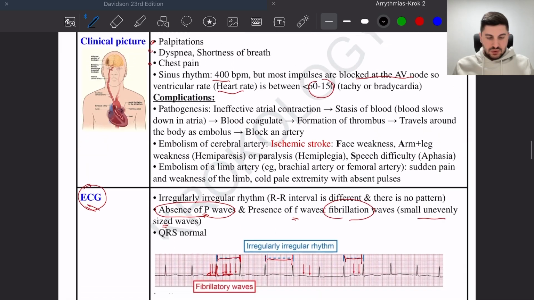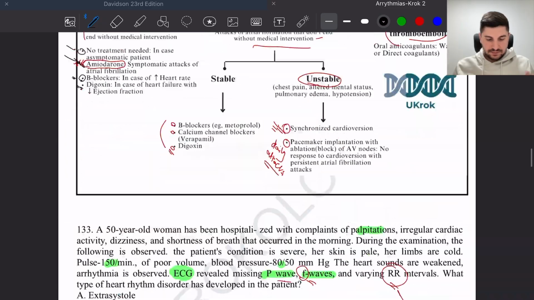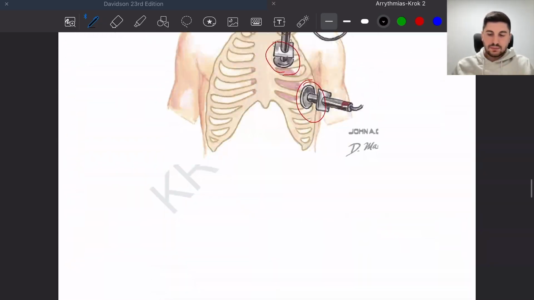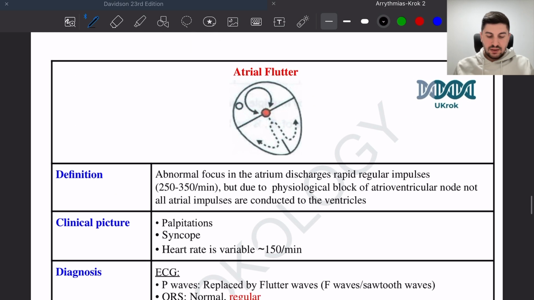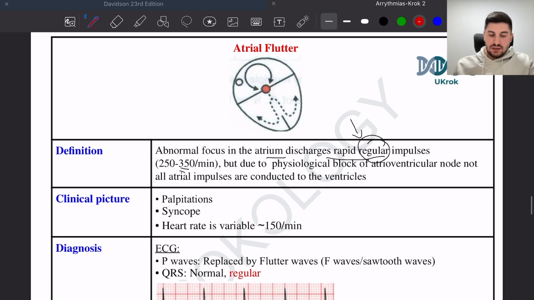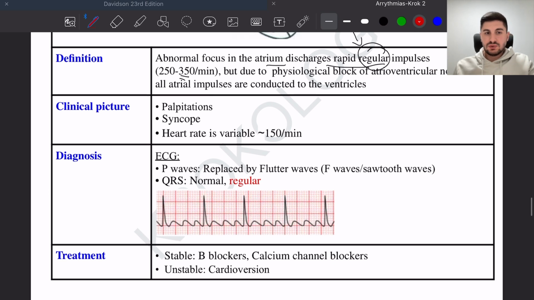Yes, so these were the questions about atrial fibrillation. We go to the next arrhythmia, which is also in the atria, called atrial flutter. It's also an abnormal focus in the atrium, discharging very rapid impulses, but the difference is that they are regular impulses. You can consider it as a milder version of atrial fibrillation. It's still a high rate, but it's a regular rate, and still the atrioventricular node is filtering a lot of impulses and not allowing them to go to the ventricles.